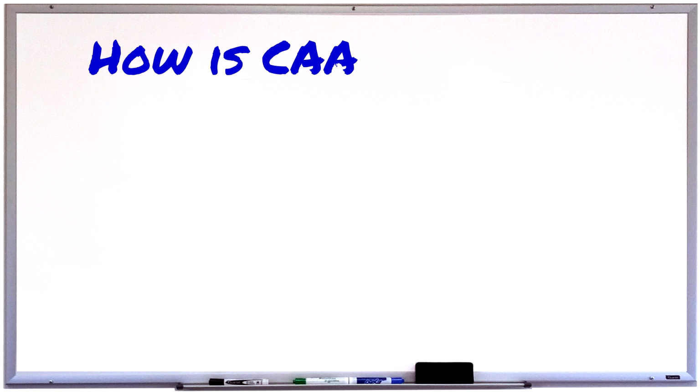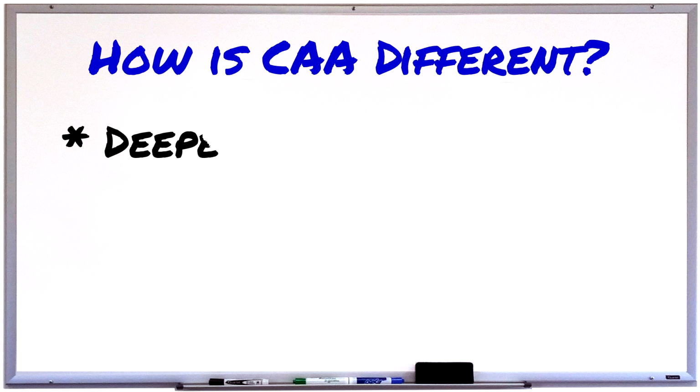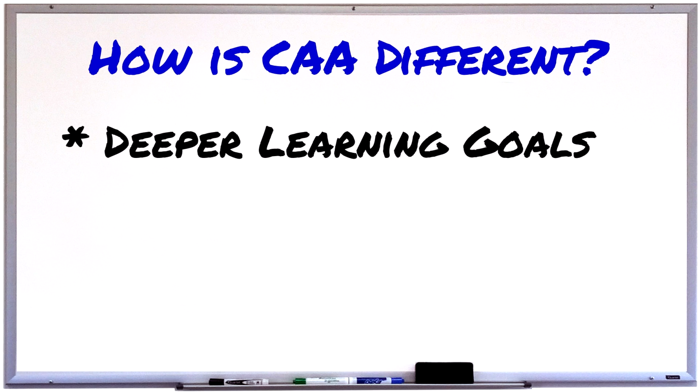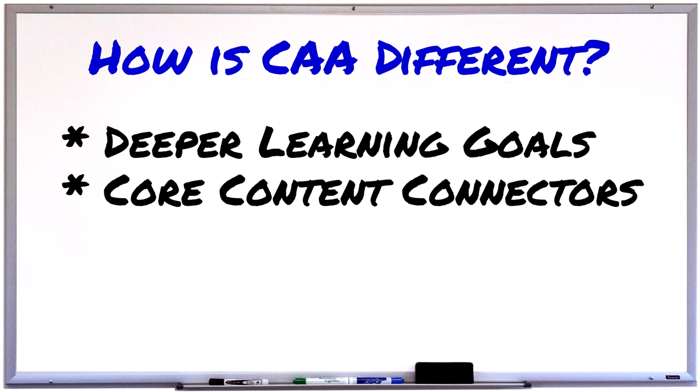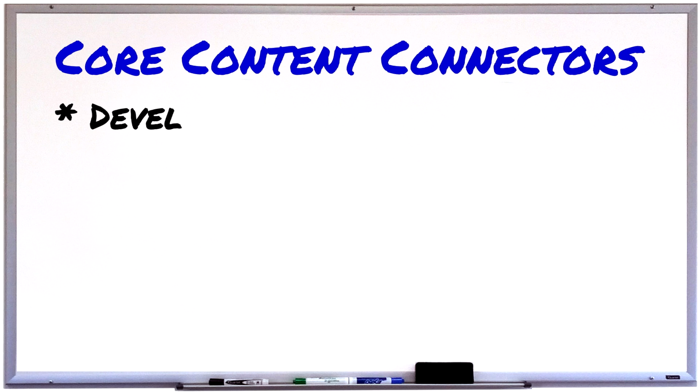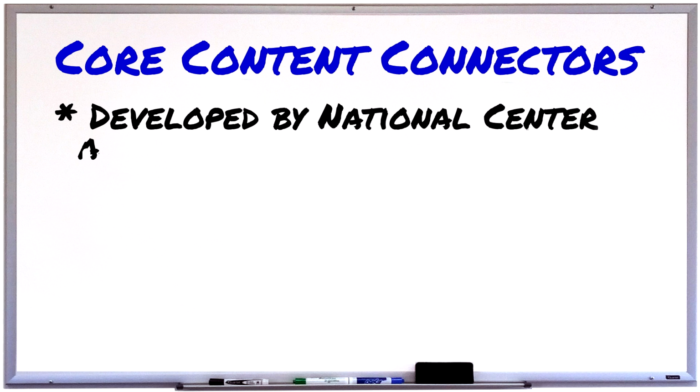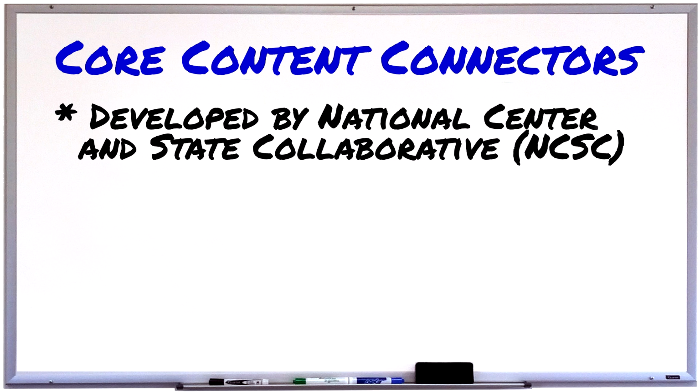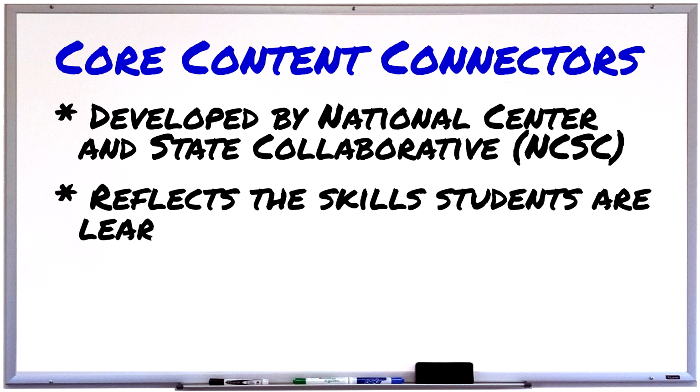How is CalAlt different? To start with, CalAlt is built around new, deeper learning goals called the Core Content Connectors, which are linked to the Common Core standards. Like the trunk of a tree, the Core Content Connectors focus on the main academic content from the Common Core standard for each grade and subject, with 3 levels of complexity to give all students an opportunity to demonstrate what they know. And because the Core Content Connectors were developed by the National Center and State Collaborative, the CalAlt reflects the skills our students are learning every day.